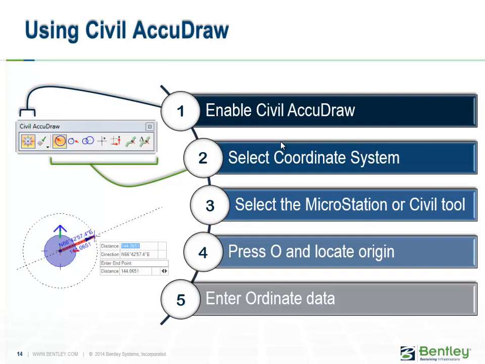Civil AccuDraw should not be enabled all the time. You should enable it when you need it to locate a point and then disable it when you do not need it. Leaving it enabled all the time when working with civil geometry tools can cause confusion because both the civil geometry and the civil AccuDraw may be storing the same data.